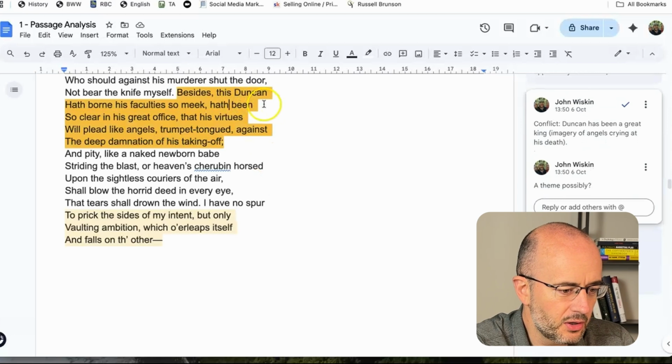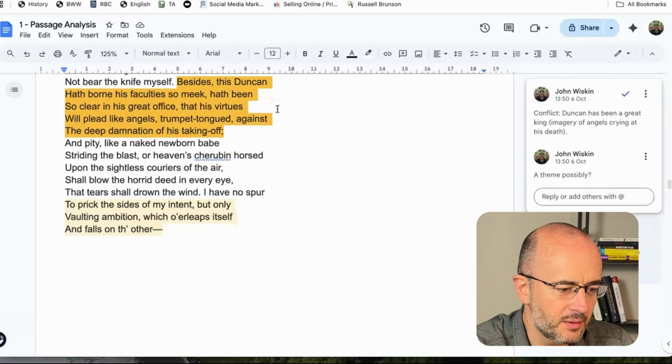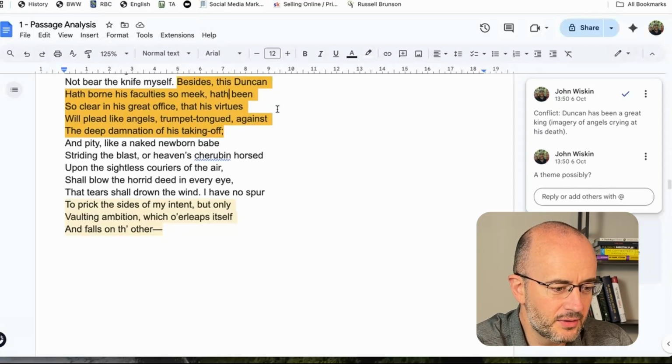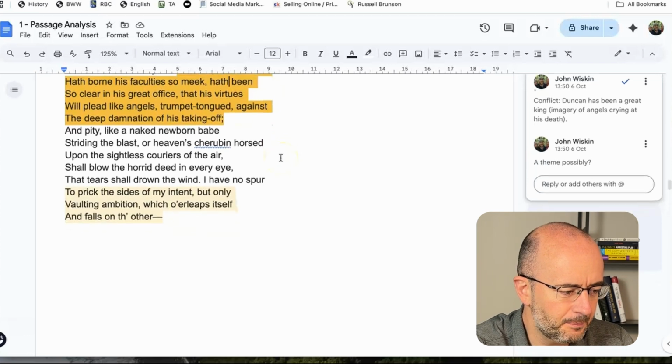The next part here is a longer passage where we're mentioning, "Besides, this Duncan hath borne his faculties so meek, hath been so clear in his great office, that his virtues will plead like angels, trumpet-tongued against the deep damnation of his taking-off." Thankfully, this is not a speaking test, so I'm good to go. But again, we've got a little bit of conflict here where Macbeth is mentioning that Duncan has been a really great king. And there's also some imagery of angels crying and trumpeting at his death. And maybe there is a theme of what it means to be a good king.